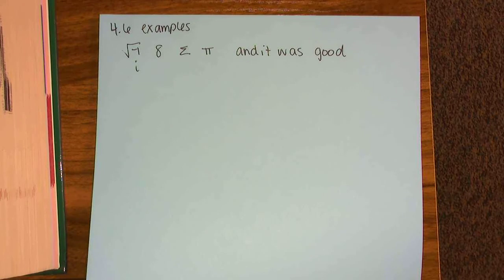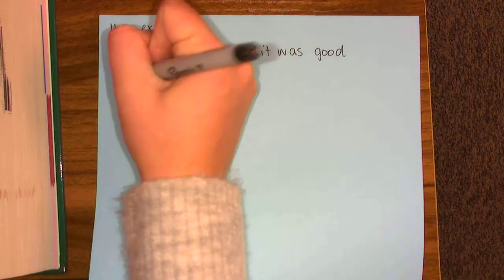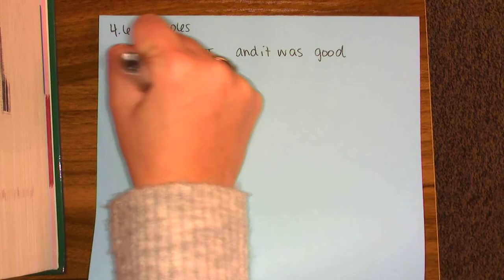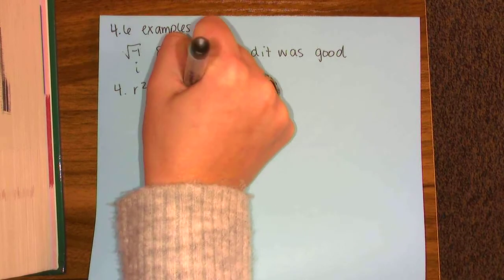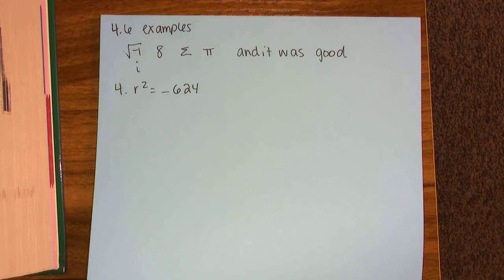Alright, so basically, we're doing a lot of what we did in 4-5. Now you're just also adding in an I, which is really, honestly, super easy. You just pull out an I. So, starting with number 4, r squared is equal to negative 624. So, I want to solve for r.